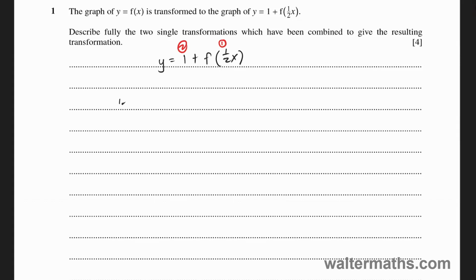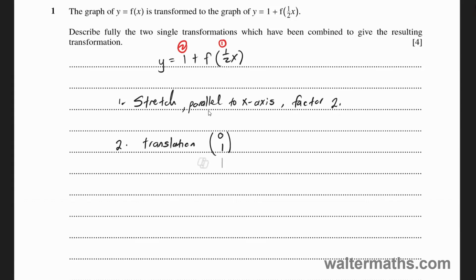So number one, this is a half, so that's a horizontal stretch. So I'll say here, it's a stretch parallel to the x-axis, and the scale factor is 1 over a half, which is 2. Then the second transformation, the plus 1, represents a translation. And that's a translation in the y direction, so it's 0, 1. So these are the two transformations going on right here. So let's move on to the next question.